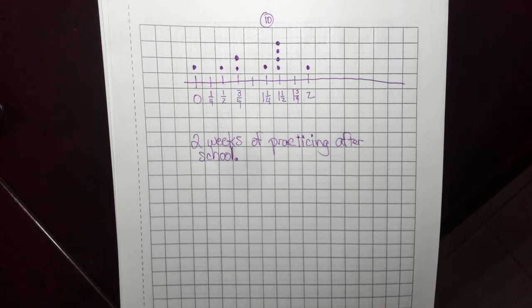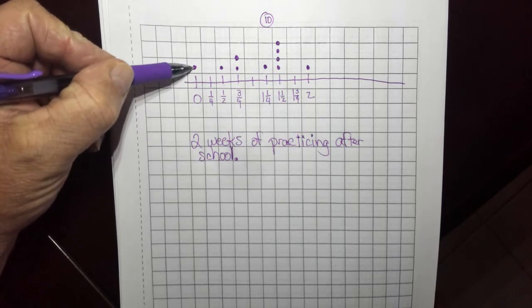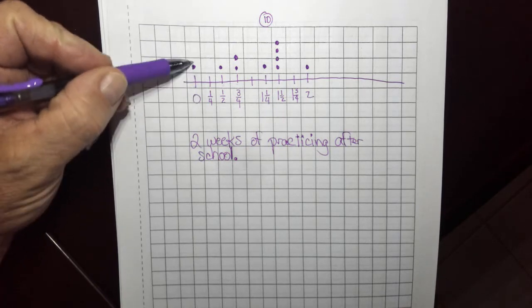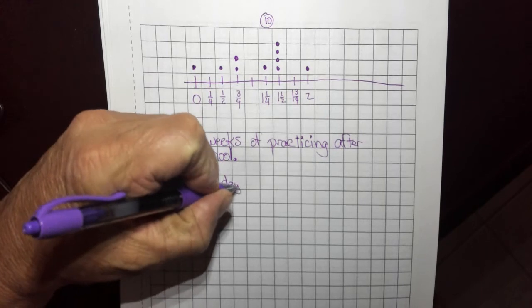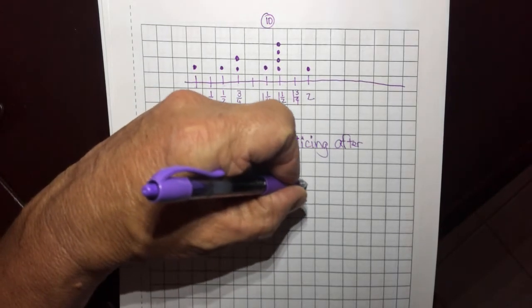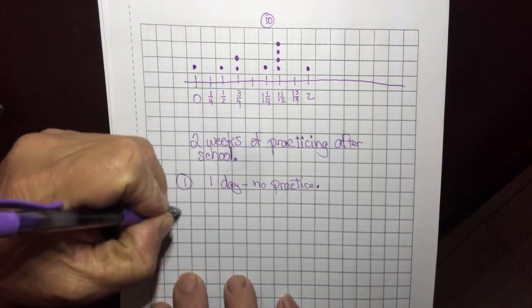So the first question was, how many days did Raphael not spend any time practicing? Well, the only time that he didn't spend any time practicing is this one dot right here where there was no time. So there was 1 day with no practice. So that would have been number 1 on the homework.